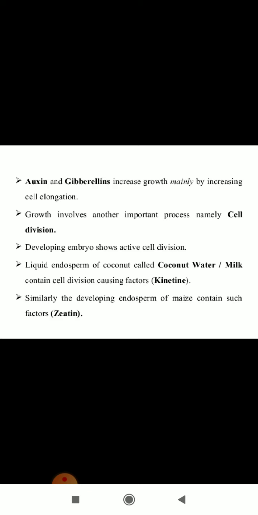Liquid endosperm of coconut is called coconut water or milk. This coconut water is actually a type of endosperm, in which cell divisions are taking place. These cell divisions are caused by a chemical known as kinetin. That kinetin is present in this coconut water or coconut milk. Similarly, the developing endosperm of maize contains factors such as zeatin. Zeatin is another cytokinin which is present in the endosperm of maize.